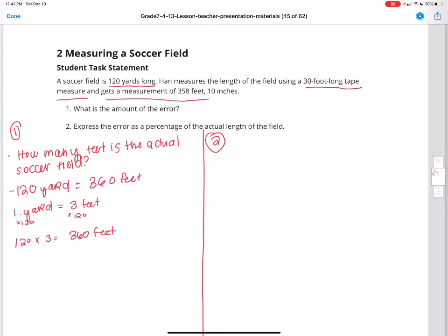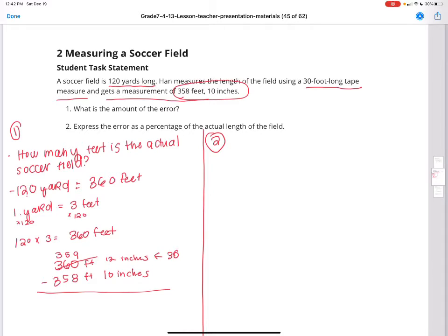So now I need to figure out what is the amount of error. I want to subtract his measurement from the actual, so 360 feet minus 358 feet, 10 inches. Before we get started, we're going to have to borrow because it's 10 inches. Since we're dealing with feet and inches, I'm going to borrow a foot, which is 12 inches, and put it right here. And this is going to make it 359 instead.